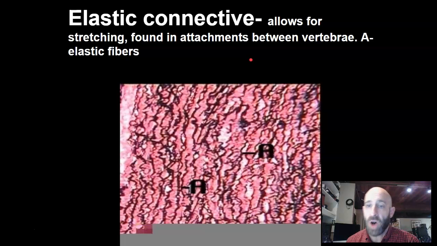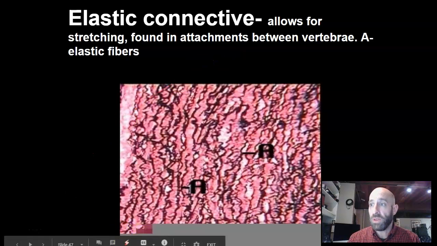Elastic connective is often confused with elastic cartilage. They are not the same thing. Elastic cartilage has chondrocytes. Elastic connective, we're back to fibroblasts again. So elastic connective tissue is going to be fibroblasts. And they are going to be found between the attachments between vertebrae. This is very flexible. So the matrix is going to be elastic fibers. This is like tape. It's so flexible. It allows for tons of flexibility.